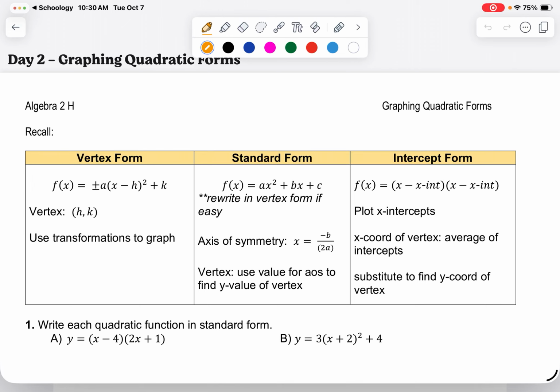All right, so this is our lesson on graphing quadratics in all three forms. The beginning of this is stating what all of our forms are and then things that you need to know about these three forms.